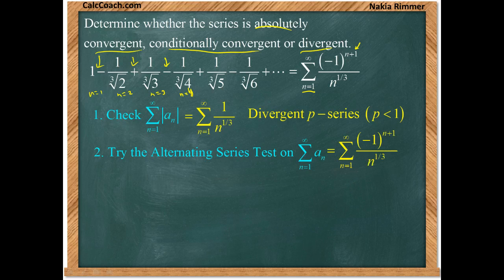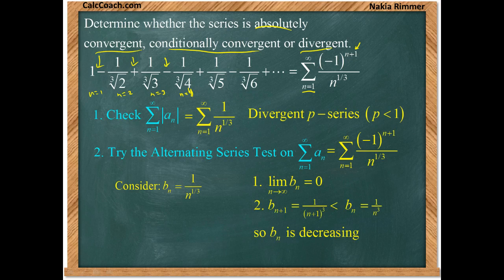So back to the original. Let's go with the alternating series test. It starts off by you also disregarding the alternating sign part and dealing with the sequence b sub n, 1 over n to the 1/3. Two things need to be true. The limit needs to be 0. Oh, definitely. And it needs to be decreasing.